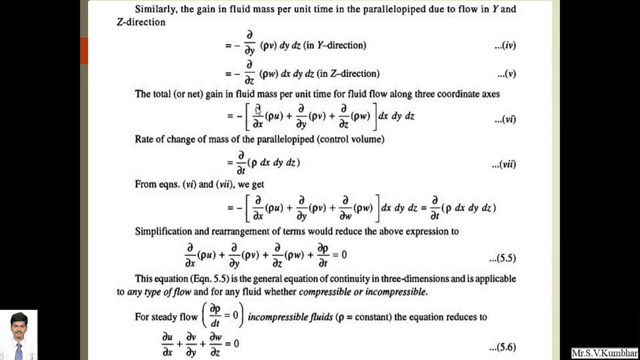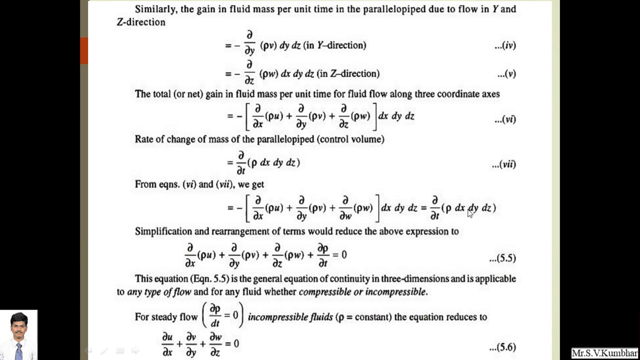So equating these two equations, we will get minus ∂/∂x, this term as it is, minus ∂/∂x (ρu) plus ∂/∂y (ρv) plus ∂/∂z (ρw) into dx dy dz is equal to this term as it is, ∂/∂t (ρ) into dx dy dz. Again you can take this as common, because it is one of the rules of derivative or integration that if any term is constant you can take it outside.